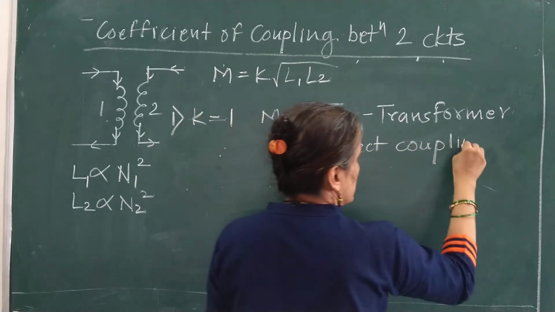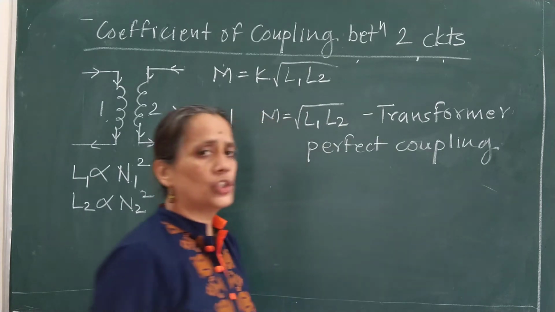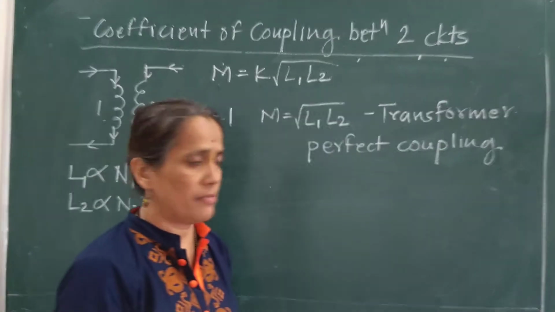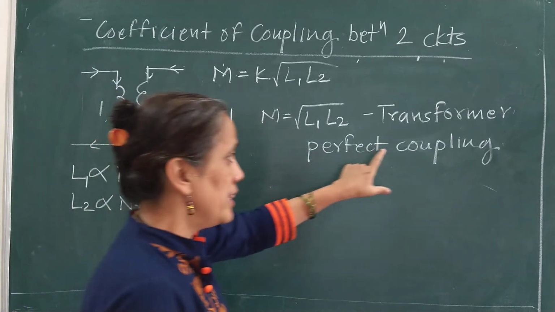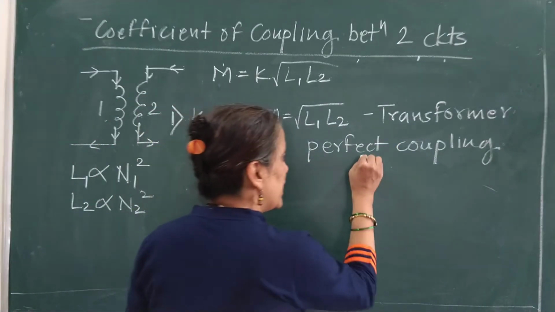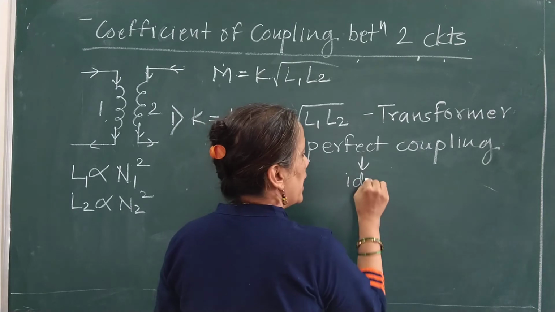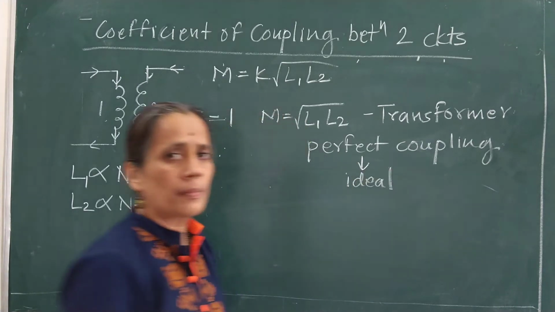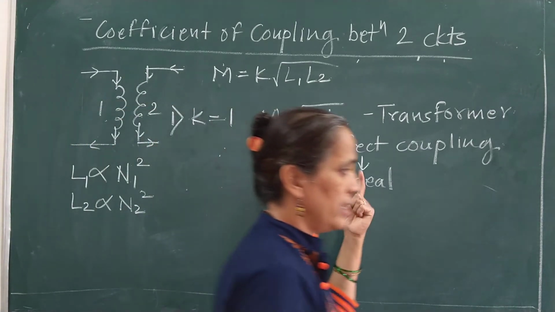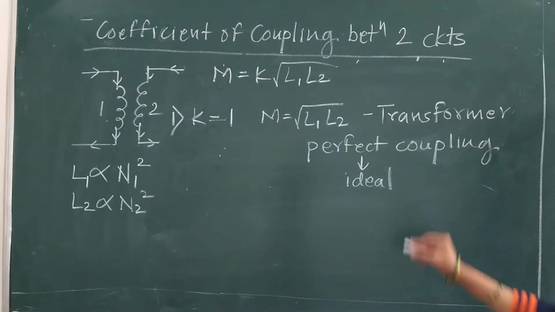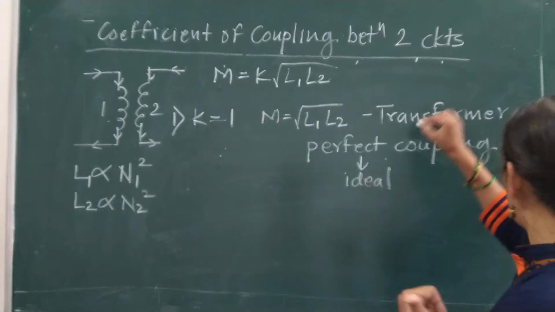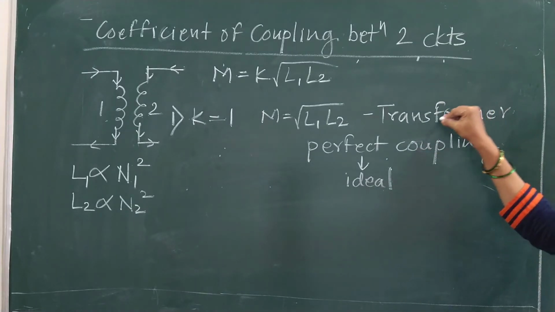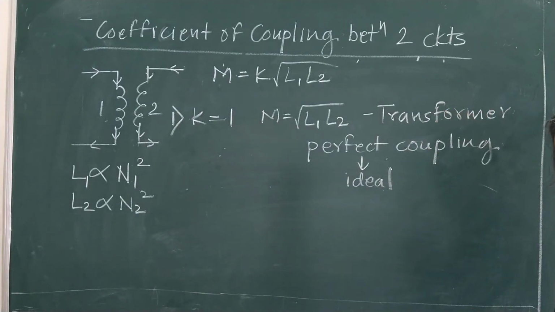So when two coils are perfectly coupled with each other to generate induced EMF, K value is equal to 1. And when there is a perfect coupling, that case is called an ideal case of coupling. So in the ideal case of coupling, K is equal to 1, and that type of coupling is called perfect coupling, and this perfect coupling is possible only in case of a transformer.